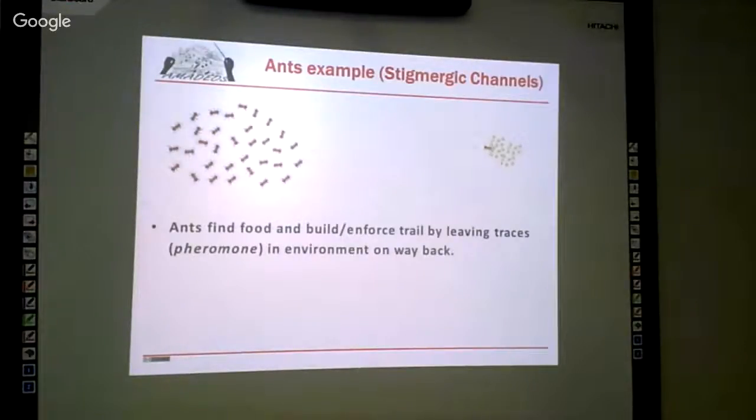Oh, I found food. Going back. I put pheromone on the path, and now this is a highway for ants.